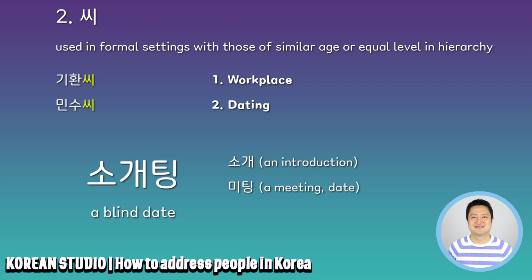Now, if the two people decide to become a couple and the woman is younger than the man, then the woman would address the man as 오빠. But for the first few dates, they would address each other using 씨. Now, as mentioned before, we also use 씨 at the end of family titles for the spouse of younger siblings. So 씨 is also used in certain other contexts. But these two are the two most common ways of using 씨 in Korea.